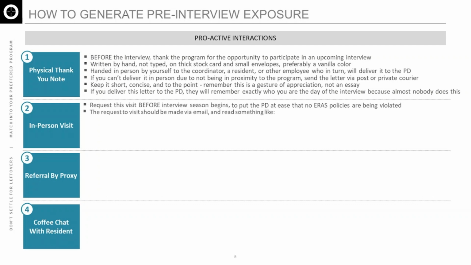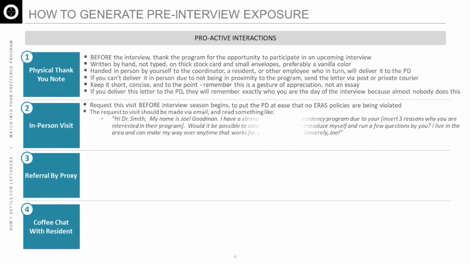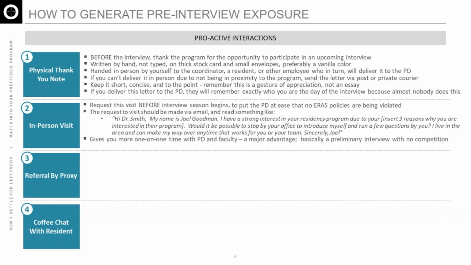Additionally, the request to visit should be made via email and read something along the lines of: "Hi, Dr. Smith. My name is Joel Goodman. I have a strong interest in your residency program due to your insert 3 reasons here why you are interested in the program. Would it be possible to stop by your office to introduce myself and run a few questions by you? I live in the area and can make my way over any time that works for you or your team. Sincerely, Joel."